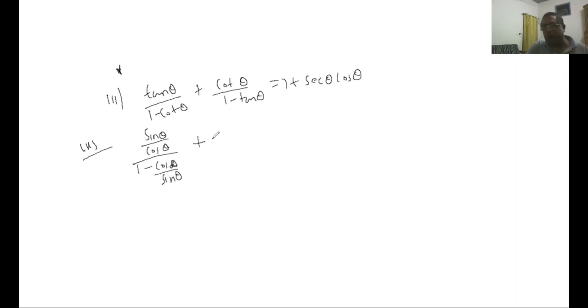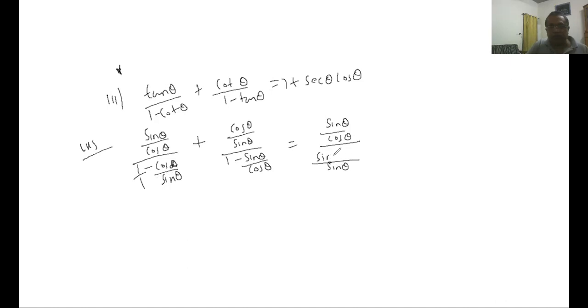Okay, step number 1, what are we doing? We are converting into sin and cos. So cot can be written as cos by sin, and tan can be written as 1 by sin by cos. Second step, I am taking LCM. So sin by cos as it is in the numerator. In the denominator, 1 is actually 1 by 1. So when I take the LCM here, this is going to be sin theta.